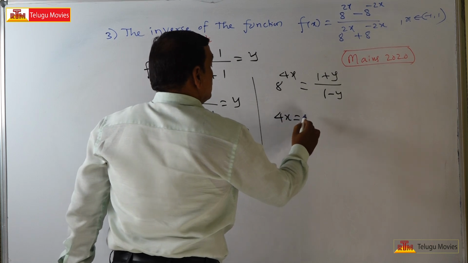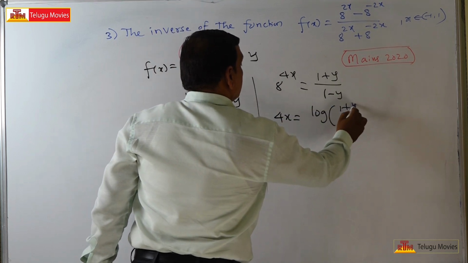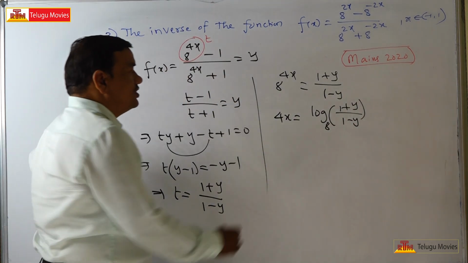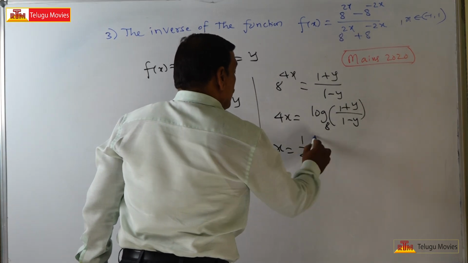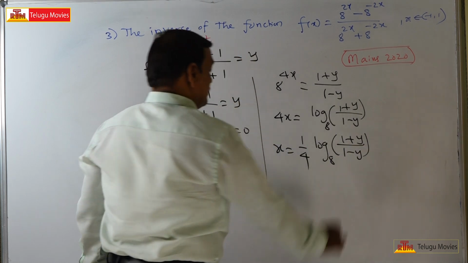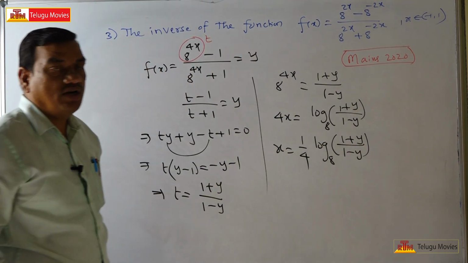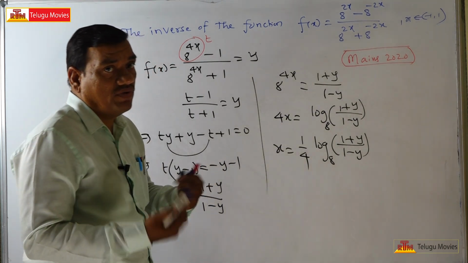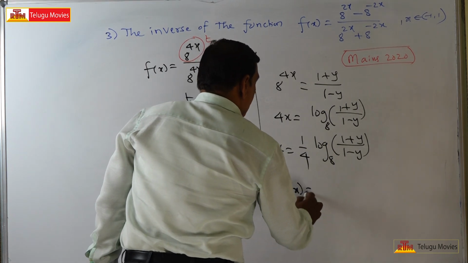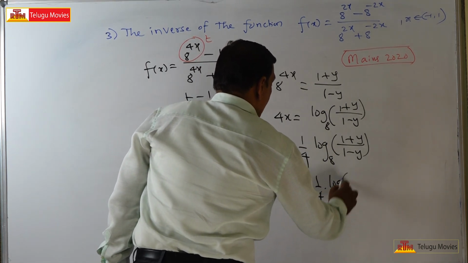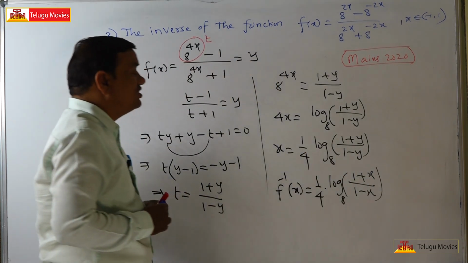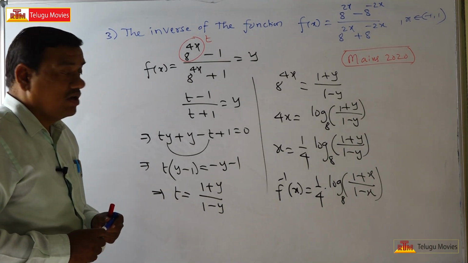So this is 4x is equal to log of (1 plus y upon 1 minus y) to the base 8. So x is equal to 1 by 4 log of (1 plus y by 1 minus y) base 8. In place of x, we can write f inverse of y. After writing f inverse of y, we will change it into x. So f inverse of x is equal to 1 by 4 log of (1 plus x upon 1 minus x) base 8. So this is your inverse function.